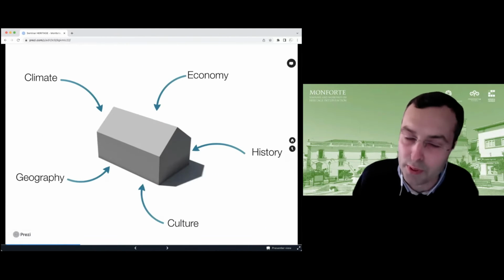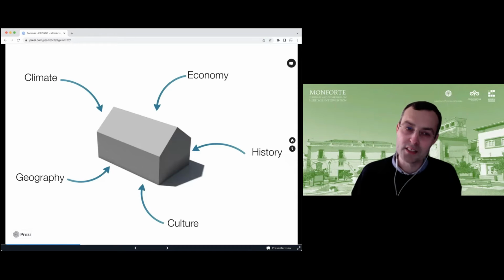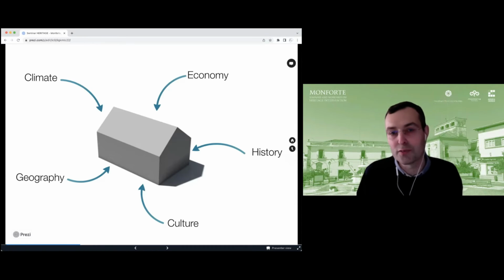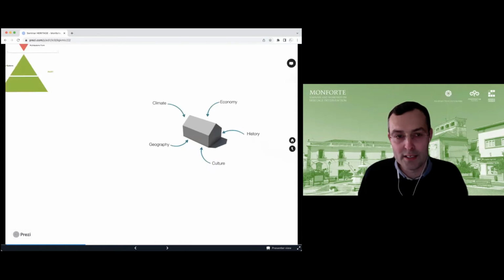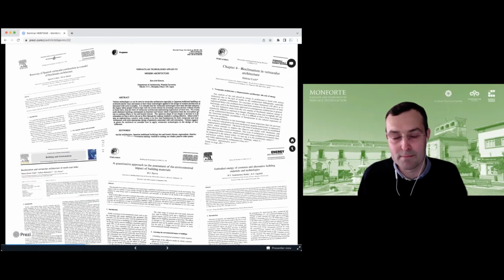And why are vernacular buildings so interesting? Because in a pragmatic way, they condense in themselves a lot of constraints, such as the climate, geographic conditions, the economy of the communities, and also history and cultural issues. And this continues to be a topic that raises interest all around the world, in many countries.